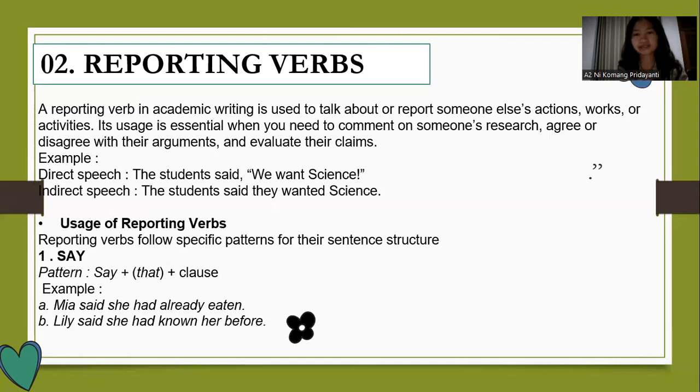Use of reporting verbs. Reporting verbs follow specific patterns for their sentence structure. The first is say. The pattern is say plus that plus clause. For example, Mia said she had already eaten. And another example, Lily said she had known her before.